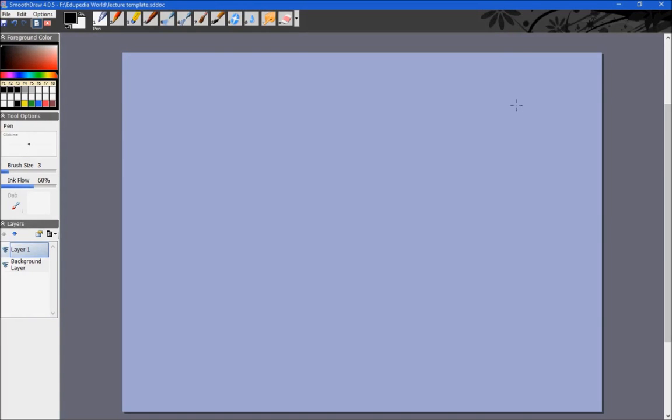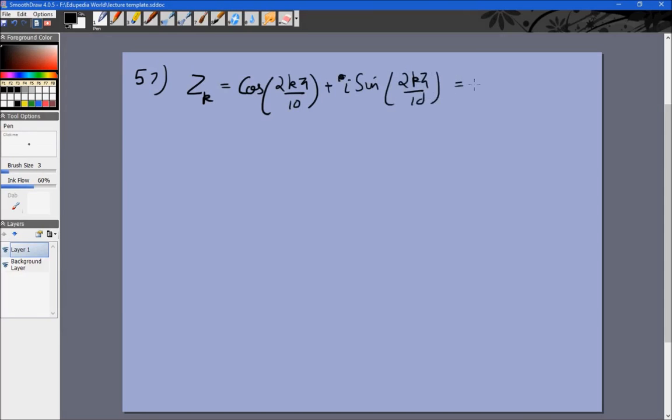Now we move on to match the following type questions, starting with 57. In which we are given a set of complex numbers zk equal to cos of 2kπ/10 plus iota times sine of 2kπ/10, which can also be written as e to the power iota 2kπ/10, and k is between 1 and 9. So let's plot the graph first. We know what these are.